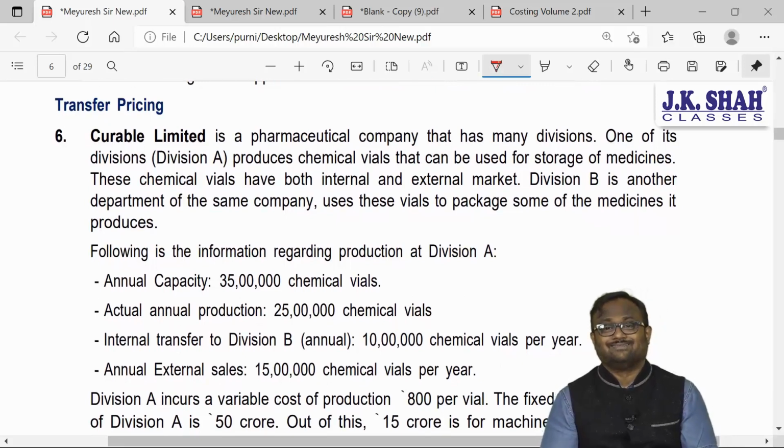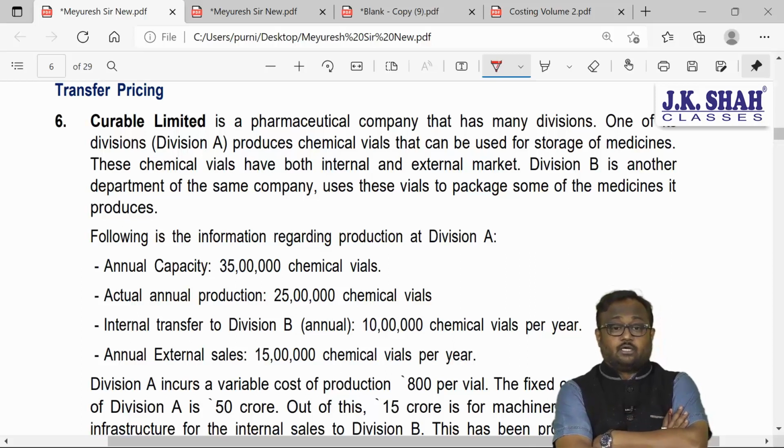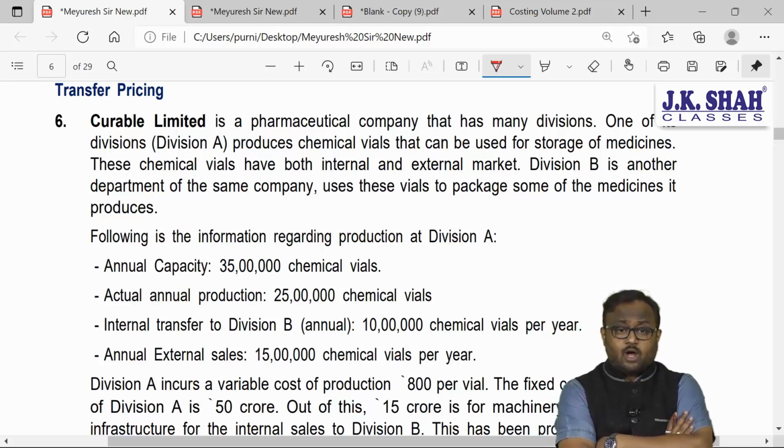question number 5. Next question is on divisional pricing, transfer pricing. Curable Limited is a pharmaceutical company that has many divisions. One of its divisions, A, produces chemical vials that can be used for storage of medicines. These chemical vials have both internal as well as external market. Division B is another department for the same company. Uses these vials to package some of its medicines it produces.